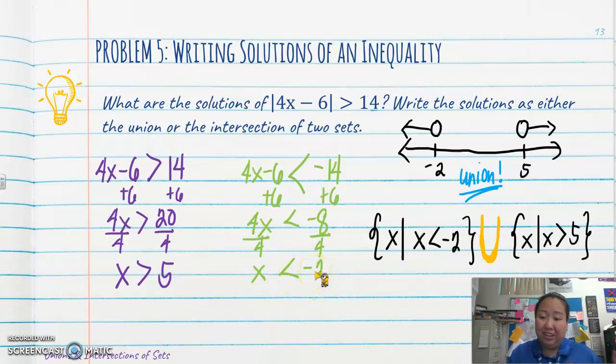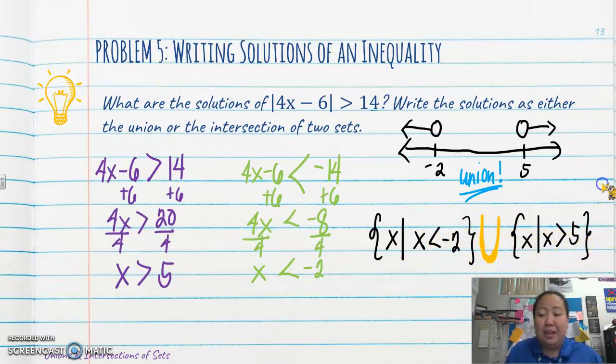How do you know if it is an intersection or a union? You can draw it. You can have the graph, and as you can see, they are going the opposite way, and so that is a union. And so writing them in set builder notation, we have the set of x wherein x is less than 2, union with the set of x wherein x is greater than 5.